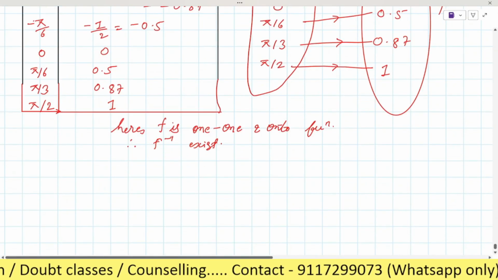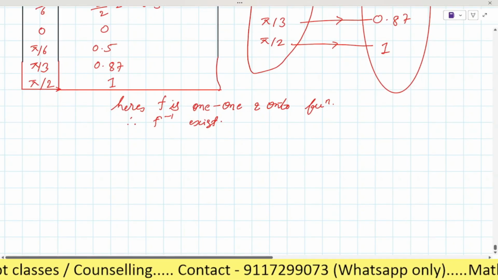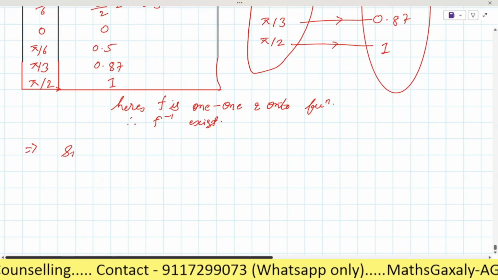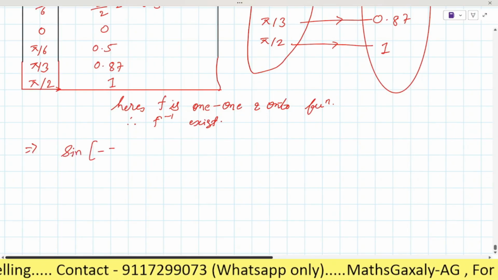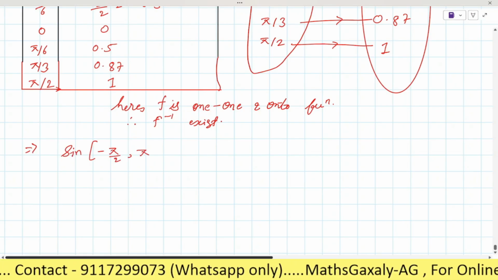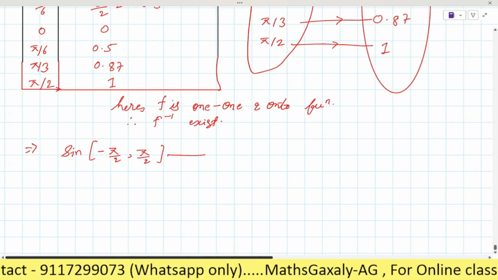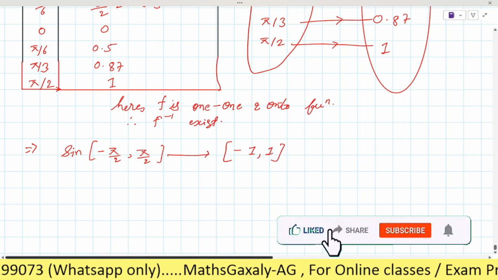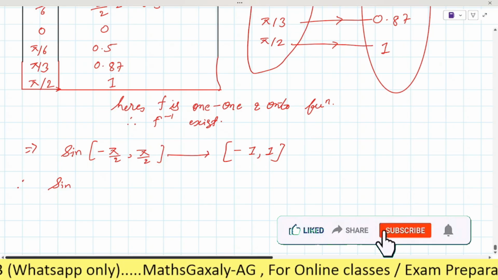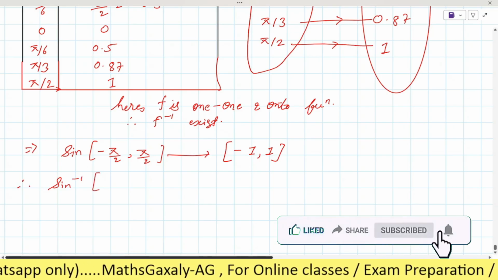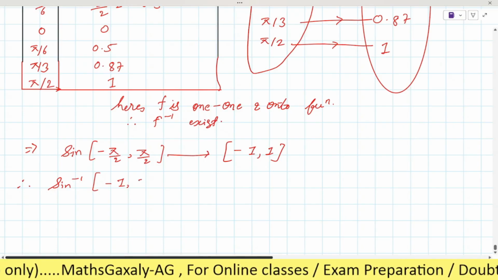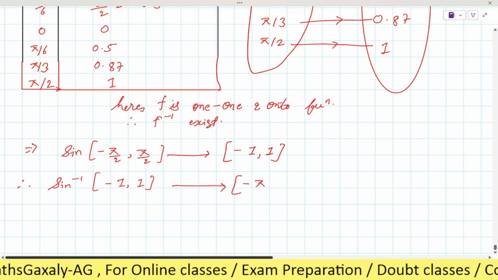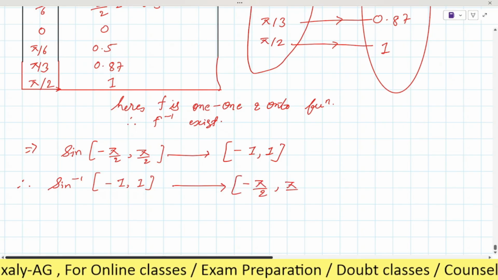So when f inverse exists, we can say that for sin x, the domain will be from minus pi by 2 to pi by 2, and the range will be minus 1 to 1, right? And for sine inverse x, the domain is minus 1 to 1. Here the domain and range will interchange, right? And the range will become minus pi by 2 to pi by 2.